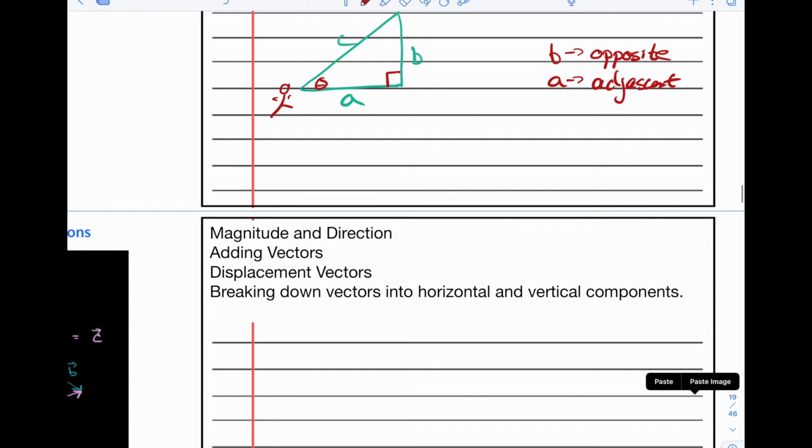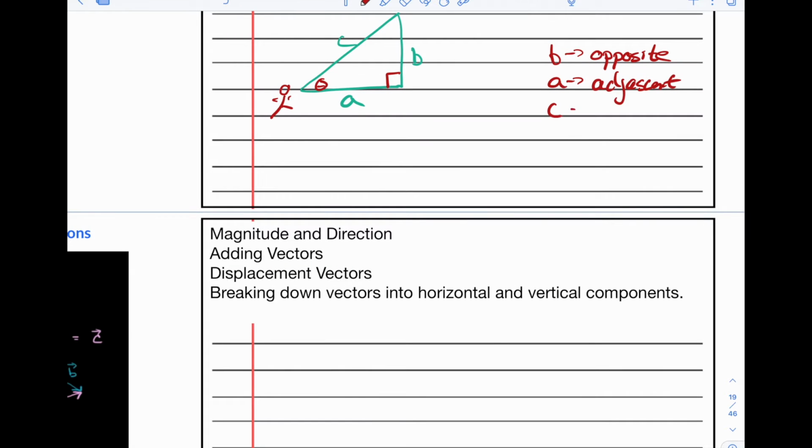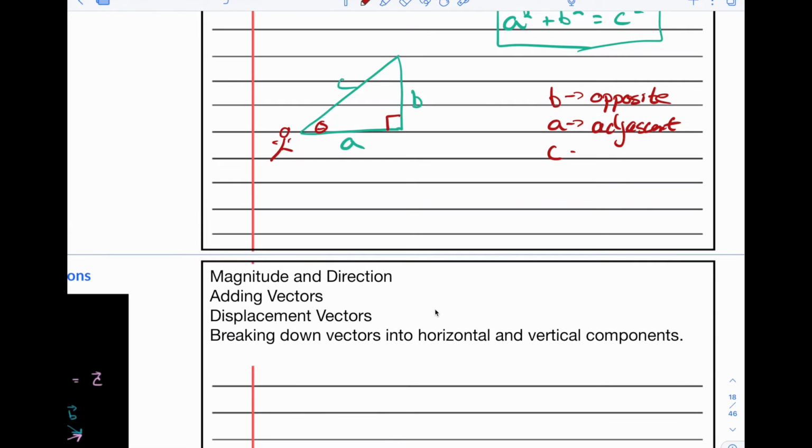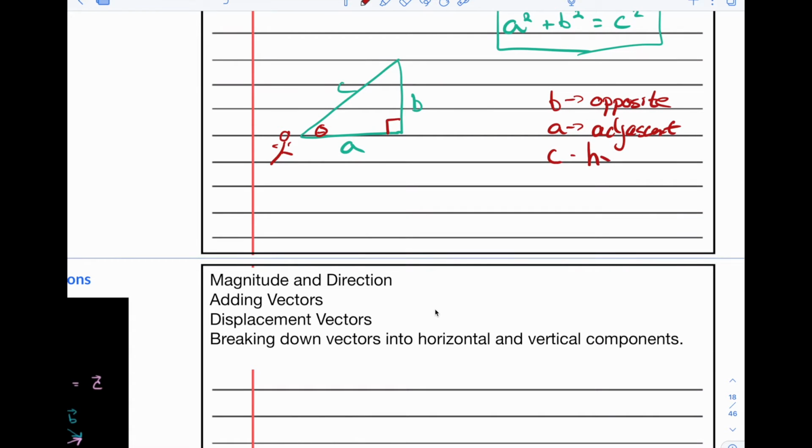And C will always have the same name, because technically C is adjacent to you as well. But C is a little bit different from A and B in the sense that it's the longest. A and B can kind of switch between who's longer and who's shorter. C is consistently the longest. That's called the hypotenuse.